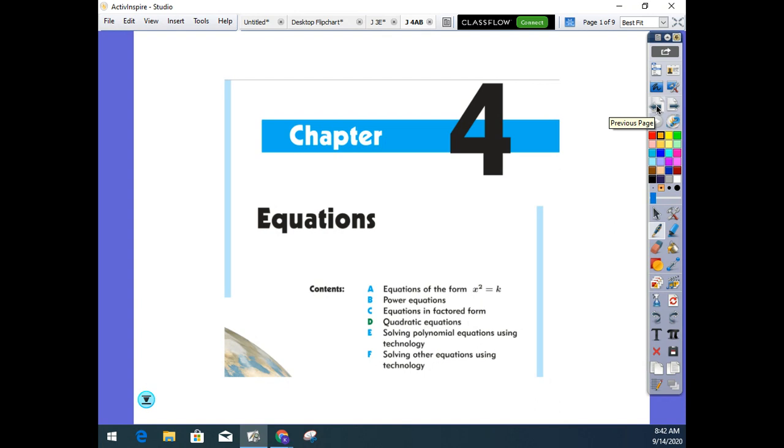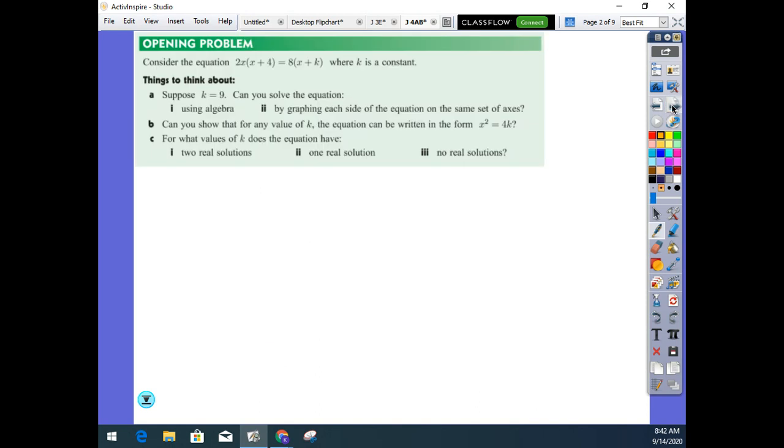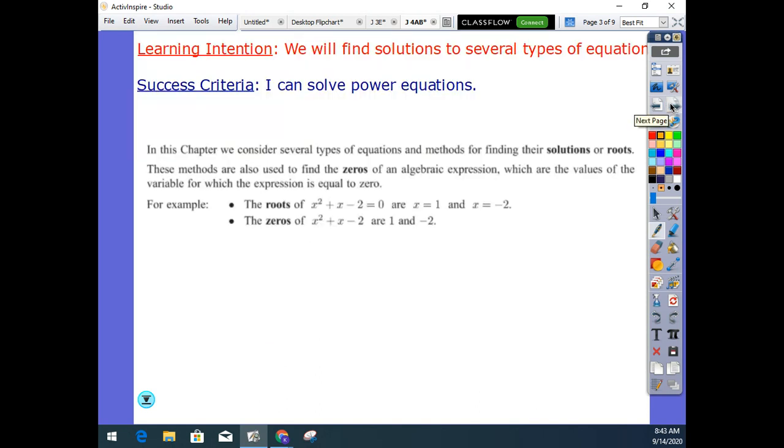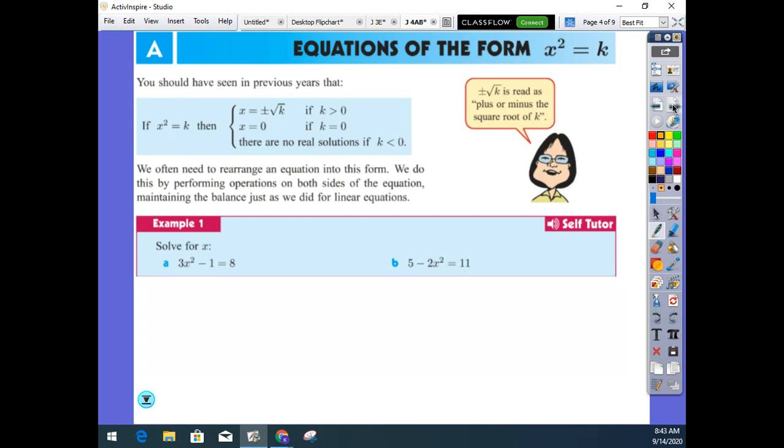So chapter 4 is all about solving equations, all types of equations. Power equations, quadratic equations, just polynomials in general. One of the things I just want you to realize is that solutions, roots, and zeros are all the same thing. The roots or zeros of a polynomial are just the answers that make it true. All three of these words, solutions, roots, zeros, make the equation true.